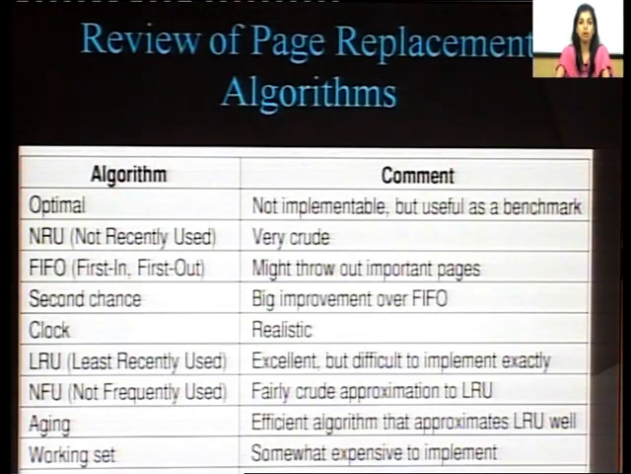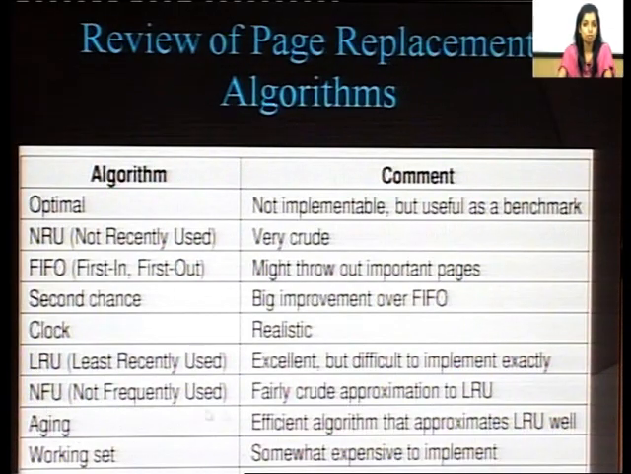So this is an overall summary of page replacement algorithms. The optimal algorithm is not implementable but useful as a benchmark. The not recently used algorithm is very crude. First in first out might throw out important pages. Second chance is a big improvement over FIFO. Clock is realistic. The least recently used algorithm is excellent but difficult to implement exactly.